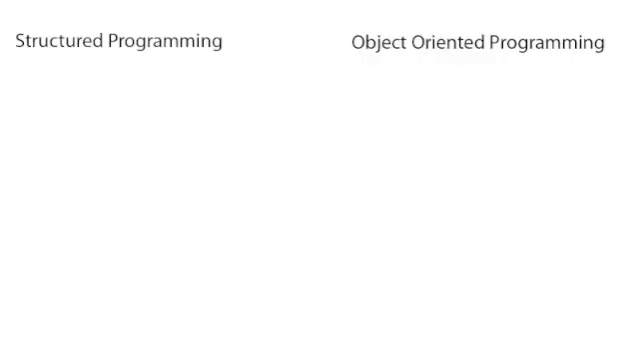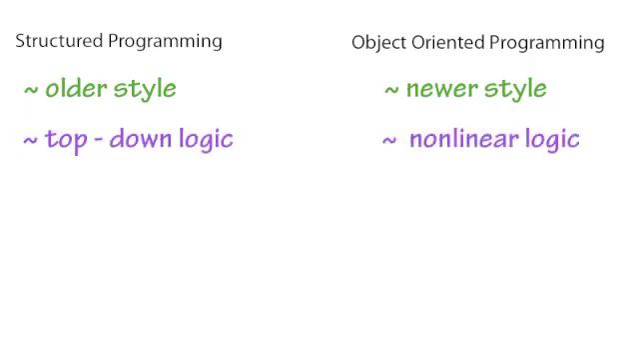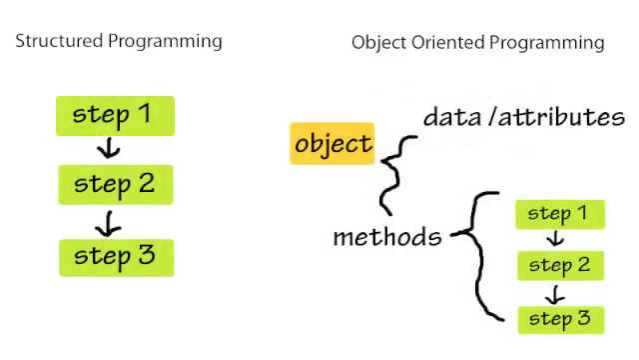So the difference between structured programming and object-oriented programming is that structured programming is older and it's more top-down logic than nonlinear. For example, in object-oriented programming, you can have function calls and the logic can go all over the place instead of just going from top to bottom.